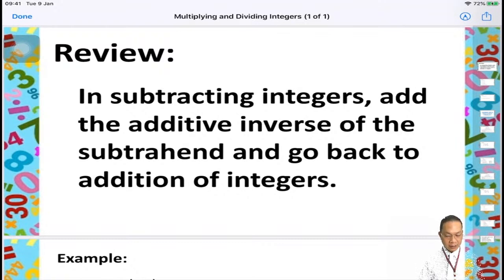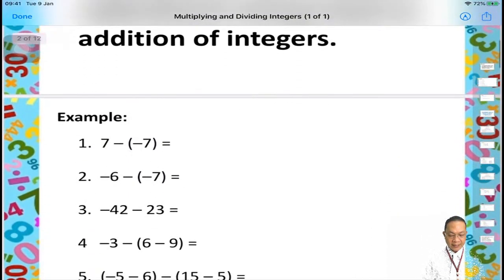All right, so let's have first a sort of review. Last week we were able to discuss the rule in subtracting integers. So in subtracting integers, we need to add the additive inverse of the subtrahend and go back to addition of integers. So let's have first the example.